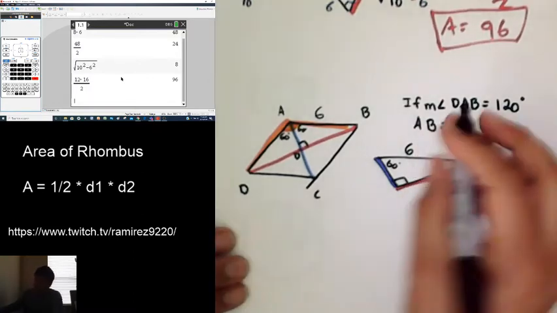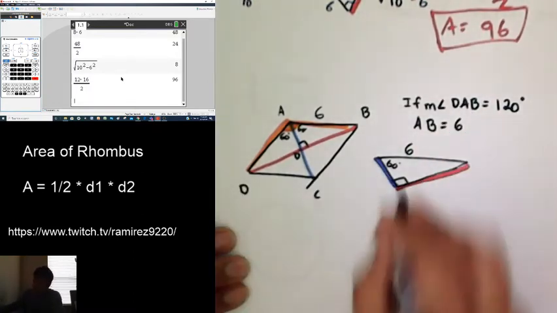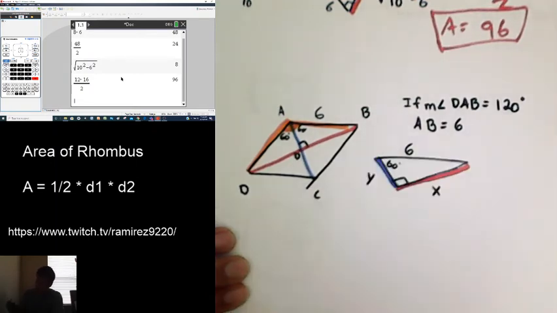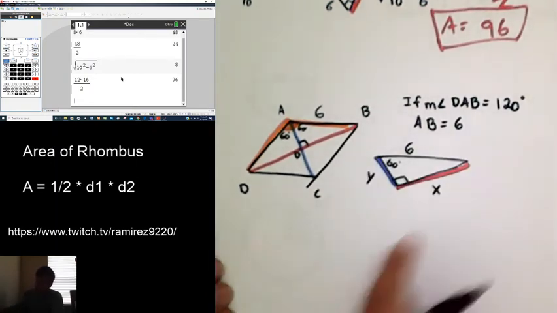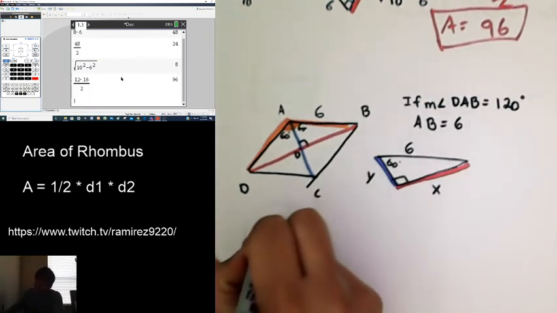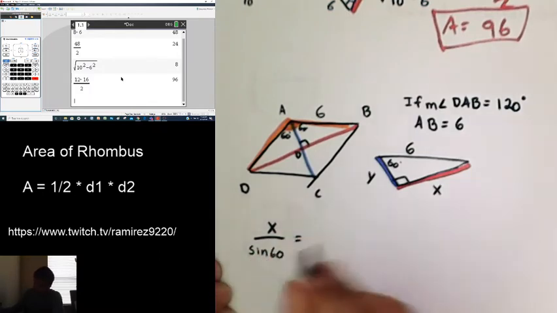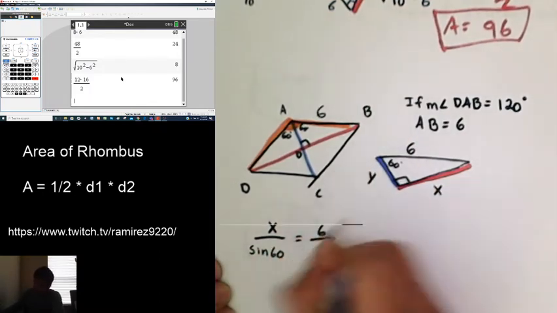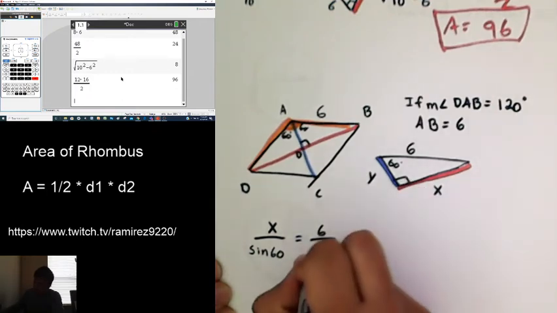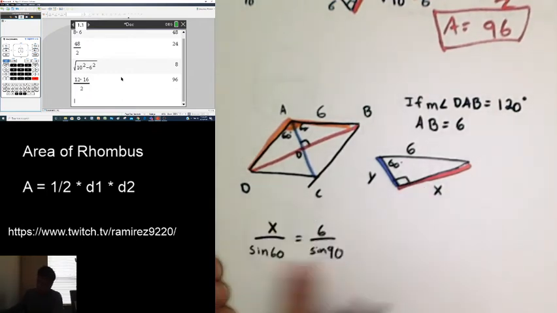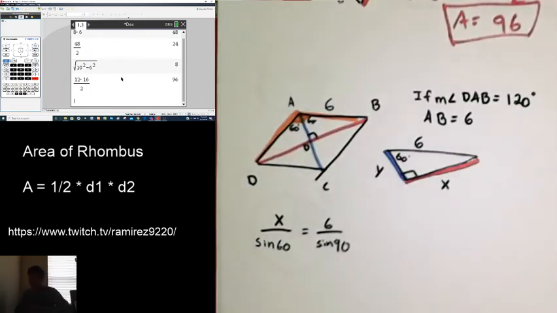So law of sines, we have to find both diagonals. I'm just going to call this part x for now and this part y. So using the law of sines, if I wanted to find x first, x is across the angle 60, so sine of 60. The 6, which is what we know, is across the sine of 90. You can only have one unknown in your setup. I only have one unknown, so it works out. So 6 times the sine of 60, and then I'm going to have to divide by the sine of 90.